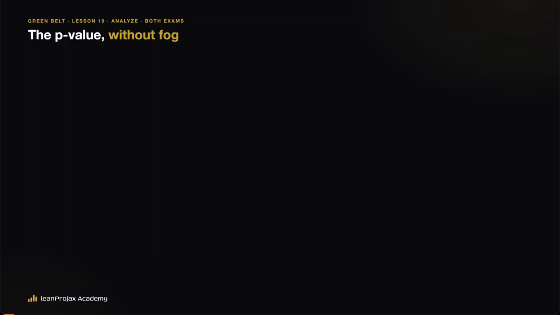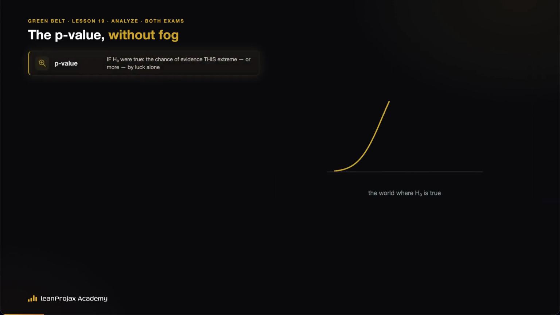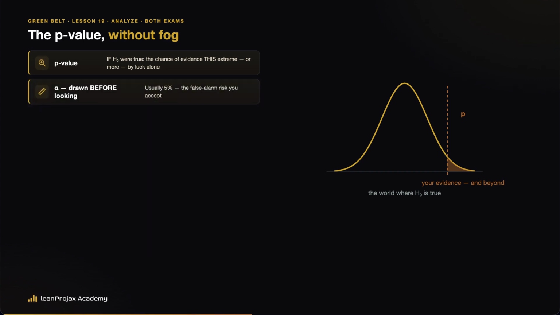The p-value, without fog. If the null were true, the p-value is the probability of seeing evidence this extreme, or more, purely by chance. Small p means your data would be a freak accident under nothing changed. Alpha is the line you draw before looking, usually 5%, the risk of convicting an innocent null you're willing to accept. Decision rule, mechanical: p below alpha, reject the null; p above, fail to reject.